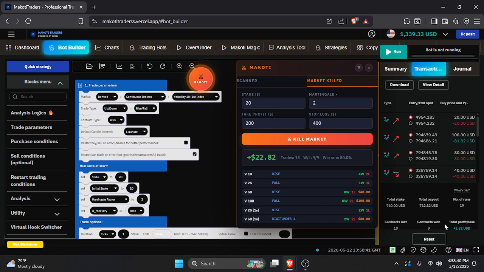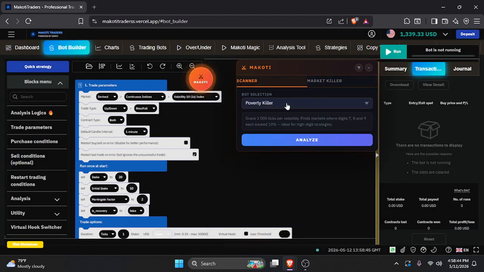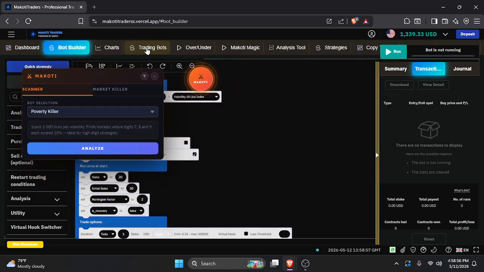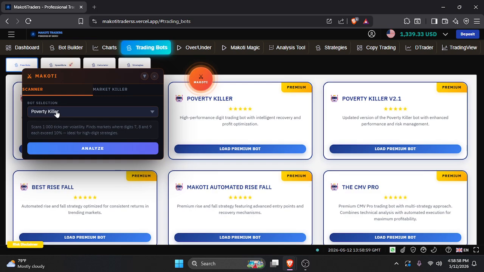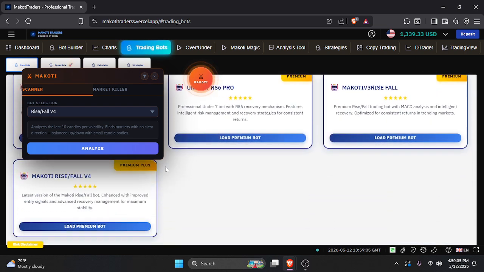My favorite bot. Remember, these are my favorite bots that I added here: the poverty killer bot and rise and fall. These are the most accurate bots I have ever made so far. So let me drag here. Come to trading bots. I'm going to be using rise and fall version 4. So let me add that bot to the bot builder.